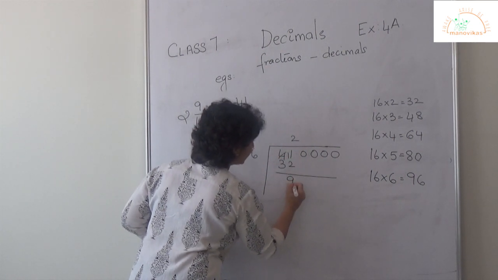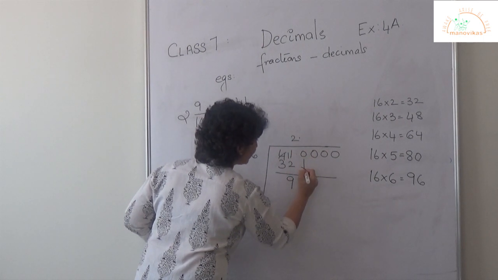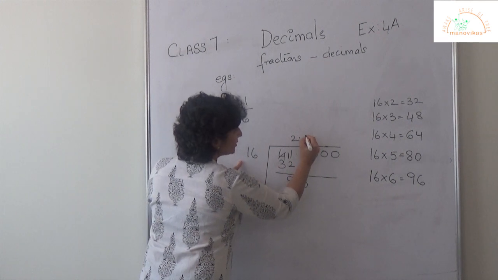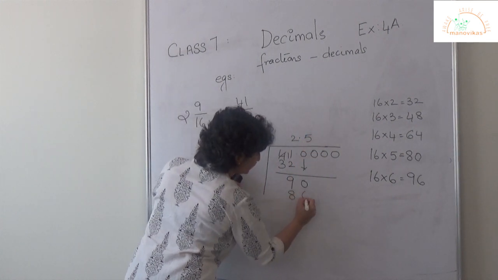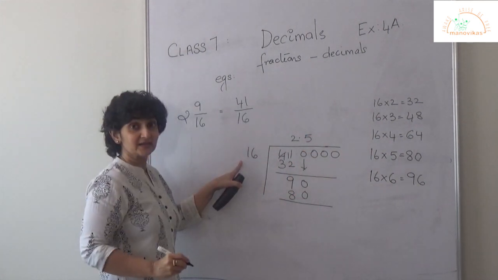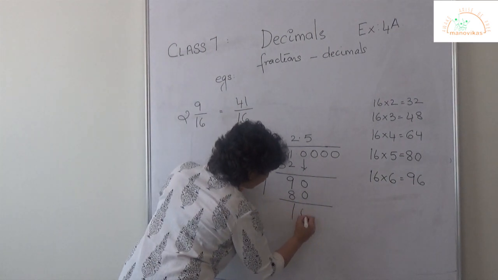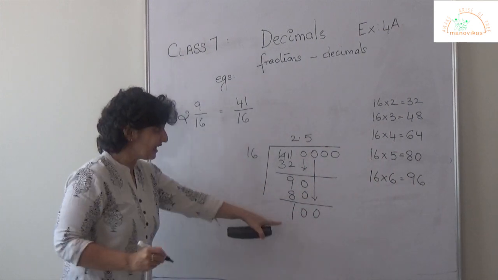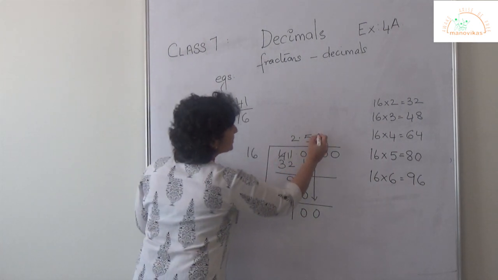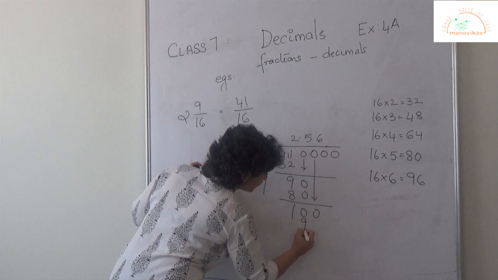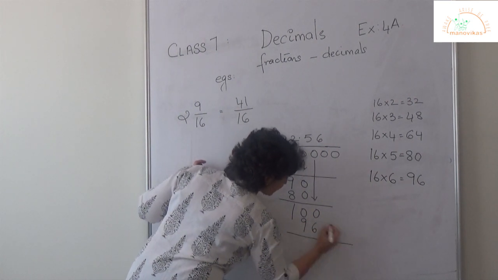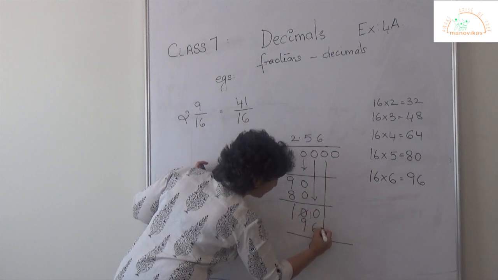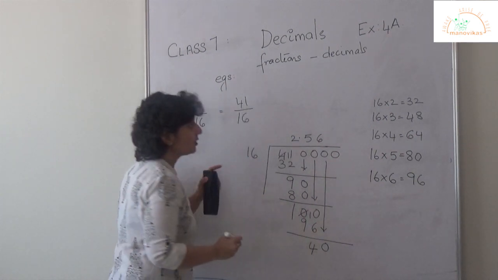Subtract, I get 9. My decimal point, let's bring 0 down. 16 5s are 80. When you subtract, you get 0. Let me bring this down. I have 100. 16 6s are 96. Borrow, get 4 here. Let me bring this 0 down.